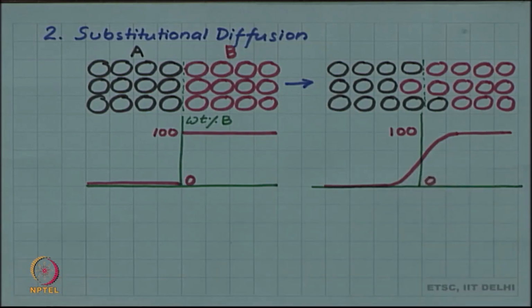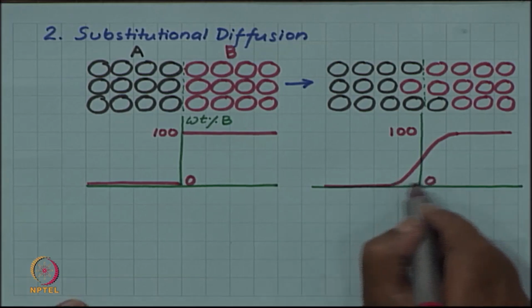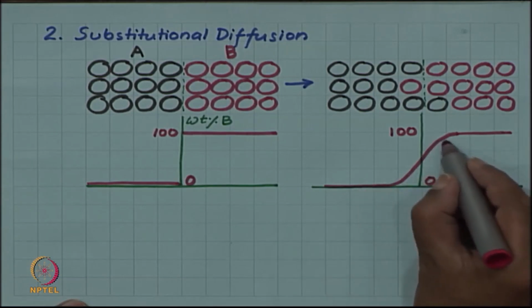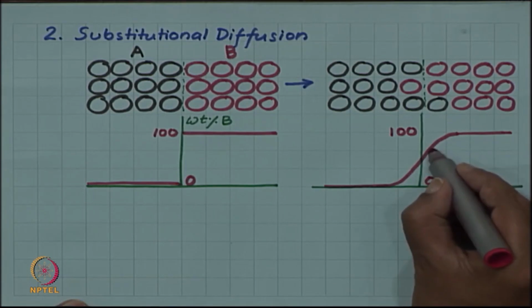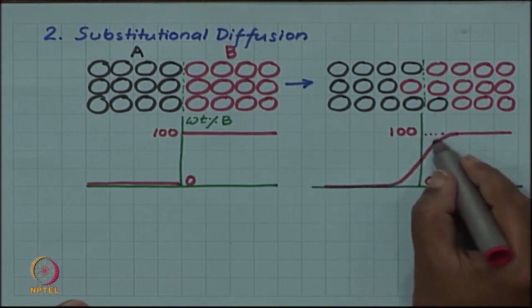So, after some time, we are now finding some B concentration also on the A side, and there is some A concentration on the B side, and that is why the concentration of B has come down from 100% on this side, because some A atoms are now present there.